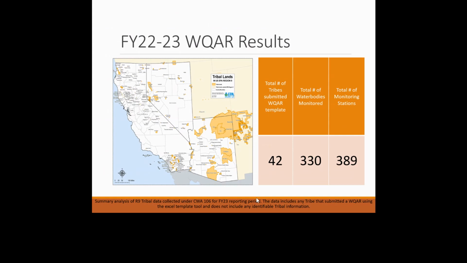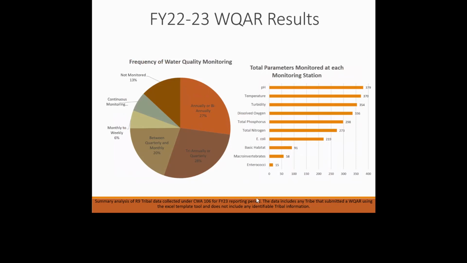So in total, most waters were sampled annually or biannually, some going all the way down to continuous monitoring, which is intermittently when there's water available. For folks in the Southwest, that can be random. And then the chart on the right is the total parameters monitored at each station. So most of the monitoring stations covered things like pH, temperature, turbidity, and then some went all the way down to macroinvertebrates or basic habitat. Some folks did E. coli. So there's a range of what parameters folks monitored for.